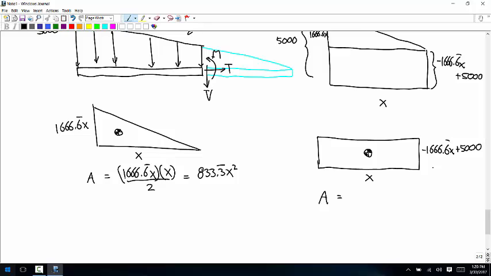And so the area is just going to be this thing times x. And this is going to get confusing because when we start talking about directions, that can get confusing. So the area of this rectangle is x times negative 1666.6 repeating x plus 5,000. And so that's negative 1666.6 repeating x squared plus 5,000x.